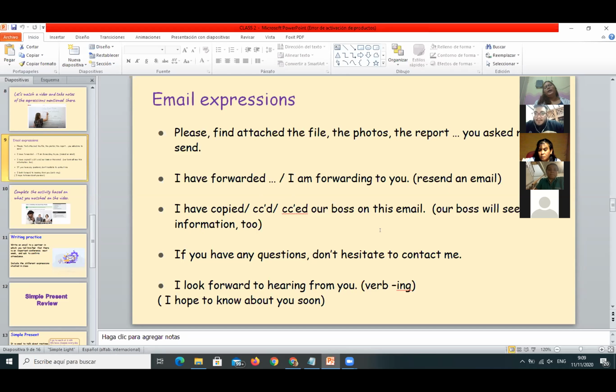What is that? Well, that means that your boss is going to see the information too. Not only Cesarina and I, but also the big boss is watching what we are doing, right? So I'm talking to Cesarina, she's talking to me, we are sending emails to each other, but the big boss knows what's happening. He is not going to say anything, but he knows what's going on.